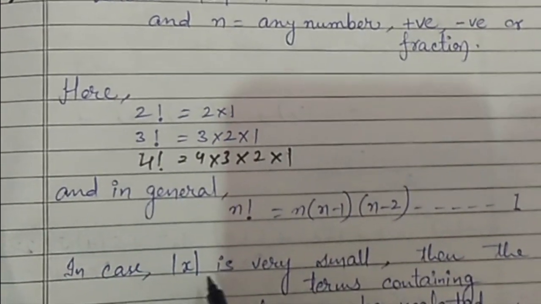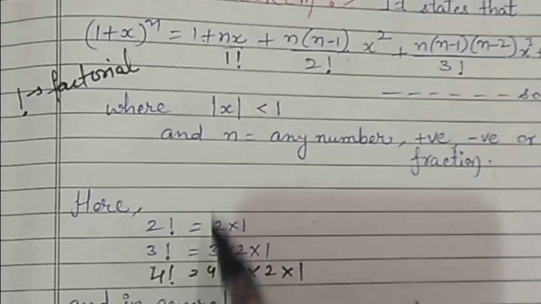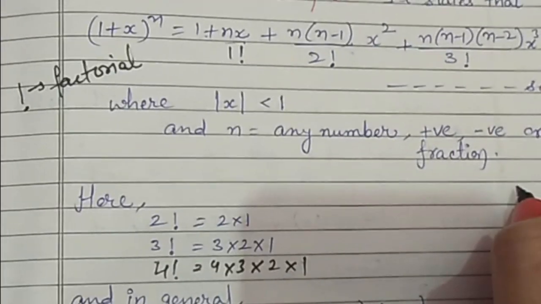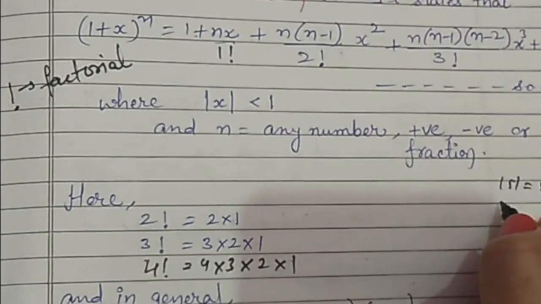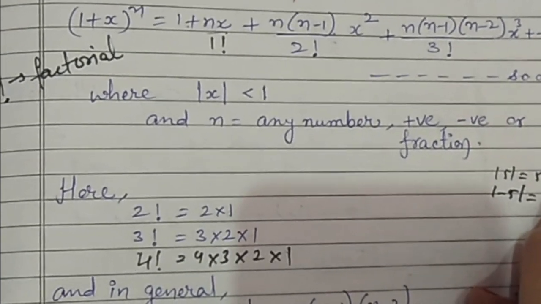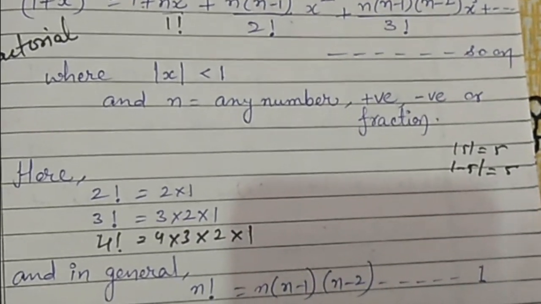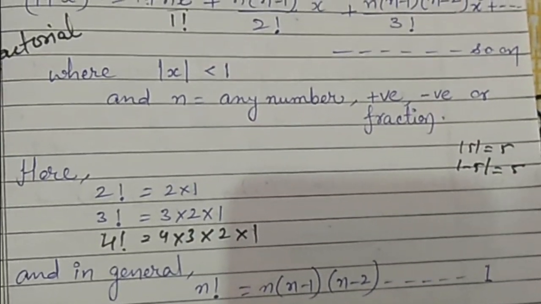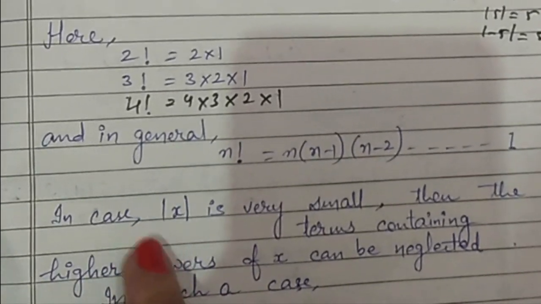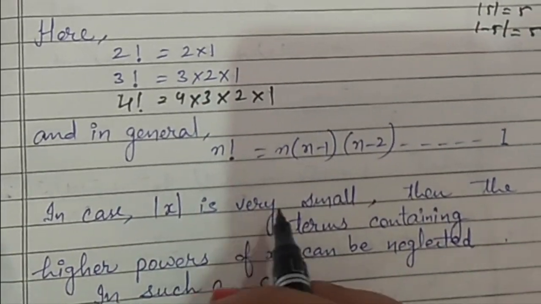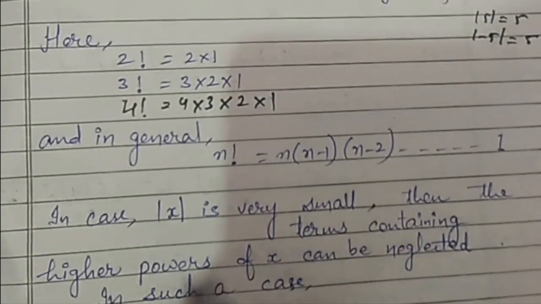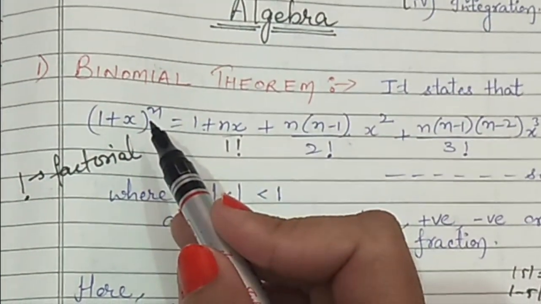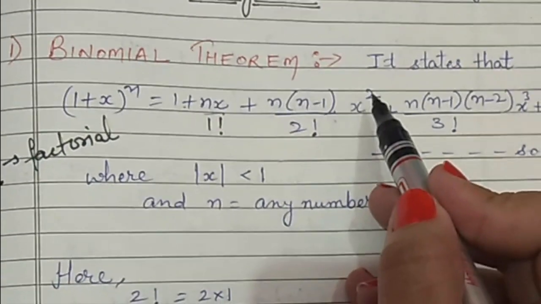Clear? So in case mod x, suppose this x value, mod of that. Mod means if I am taking 5, the mod of 5 is 5. If I am taking minus 5, the mod of minus 5 is again 5. Means for all the negative values, when I take the magnitude or mod, it will be positive. Okay, so in case mod of x is very small, then the terms containing the higher powers of x can be neglected. Means when x is very small, then the terms containing higher powers of x can be neglected.